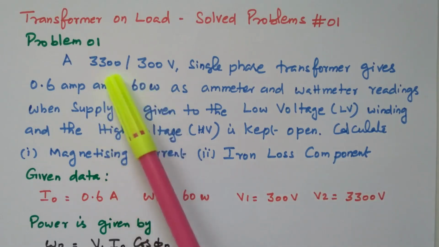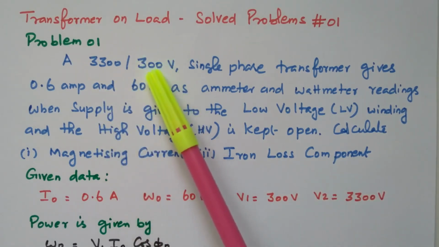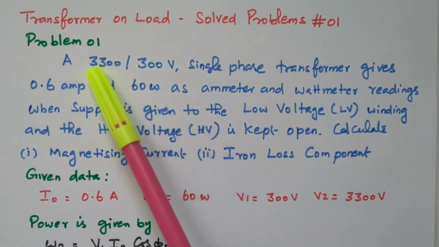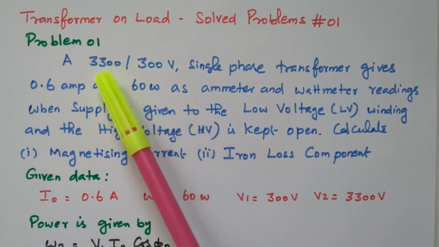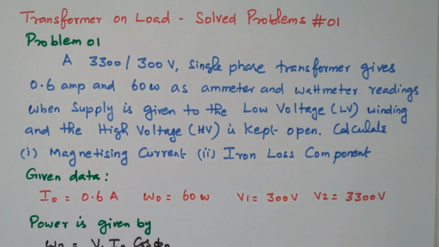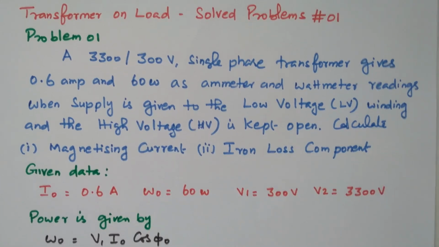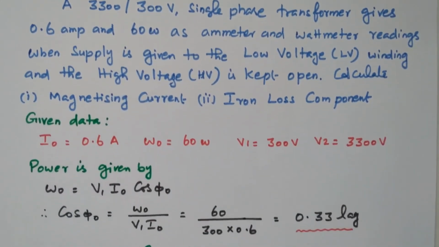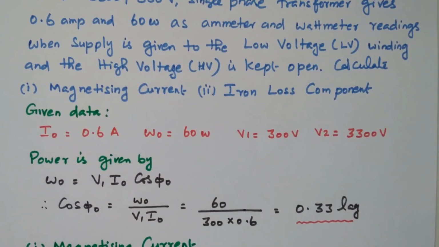See, the ratio is available here. This 300 side is taken as the primary winding, and the 3300 side is taken as the secondary winding, which is kept open. Now we need to find the magnetizing current and iron loss component. The power is given by the wattmeter reading, which is nothing but V1 I naught cos phi naught.